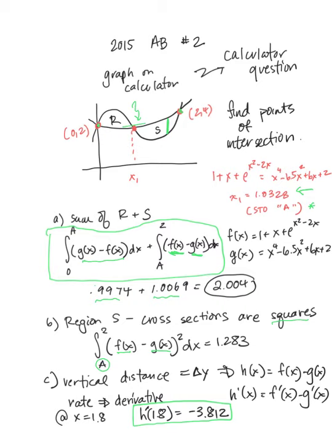Now, the vertical distance, what they're asking for is the change in y, the height. And so h of x, I'm going to define that function as f minus g, because I'm at 1.8, so I'm in this region S, and so then I'm going to take the derivative because I want the rate at which this vertical distance is changing. So f prime minus g prime at 1.8. They're in the calculator, so you can do that either by hand, each one separately, or you can do it as y1 minus y2 and find the derivative.